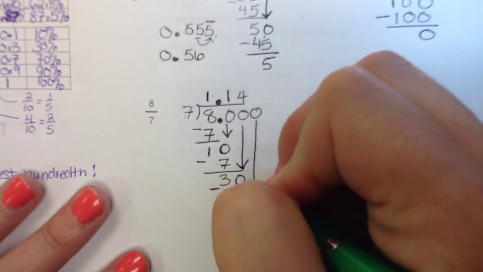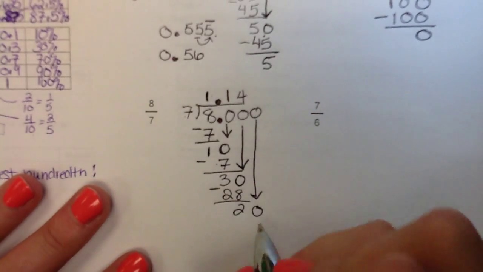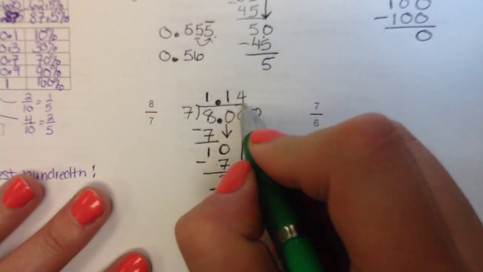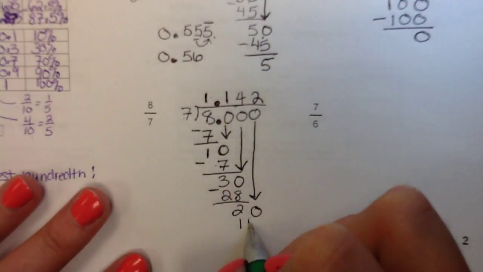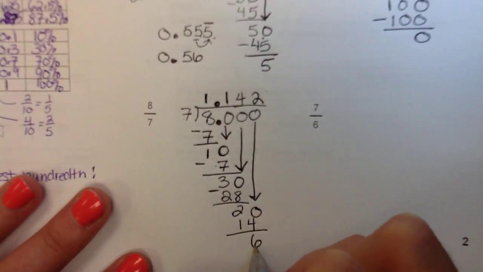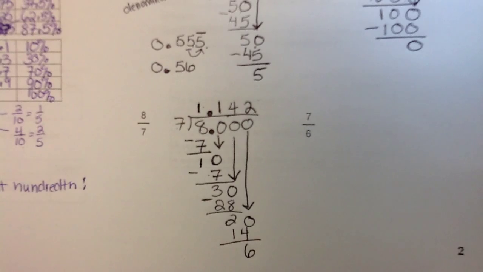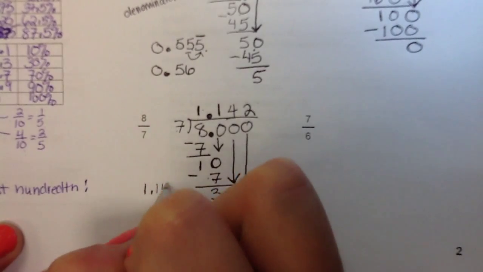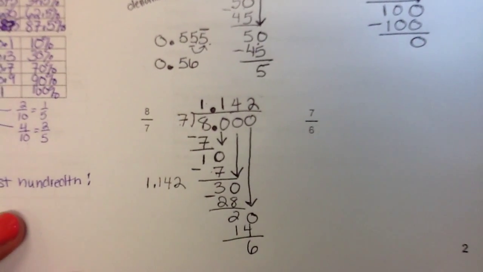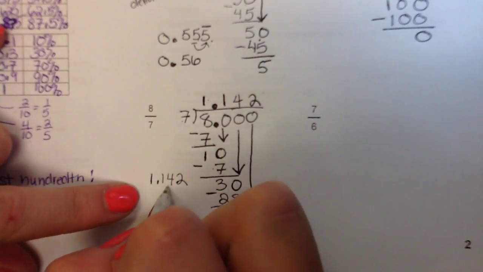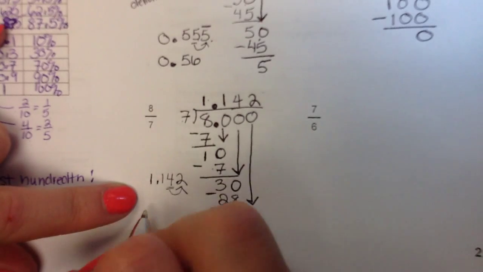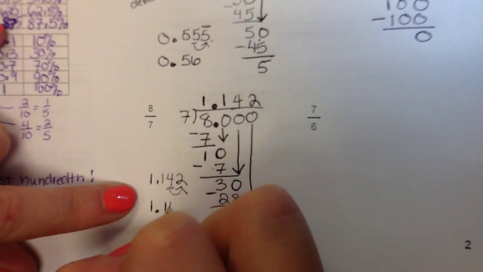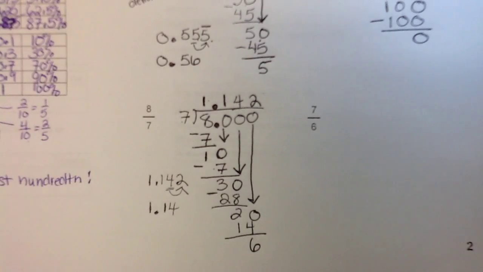Do another bring down. This can go on for a very long time. How many 7s in 20? Well, what times 7 gets us close to 20 but not over it? 2. 2 times 7 is 14. Subtract, we get 6. So this could go on for quite a while, so we can go ahead and stop right there. We've got 1.142. And if we were to round that to the nearest hundredth, we look at the hundredths place and go 1 to the right, that 2 says leave it alone. So we have 1.14 as our final answer.